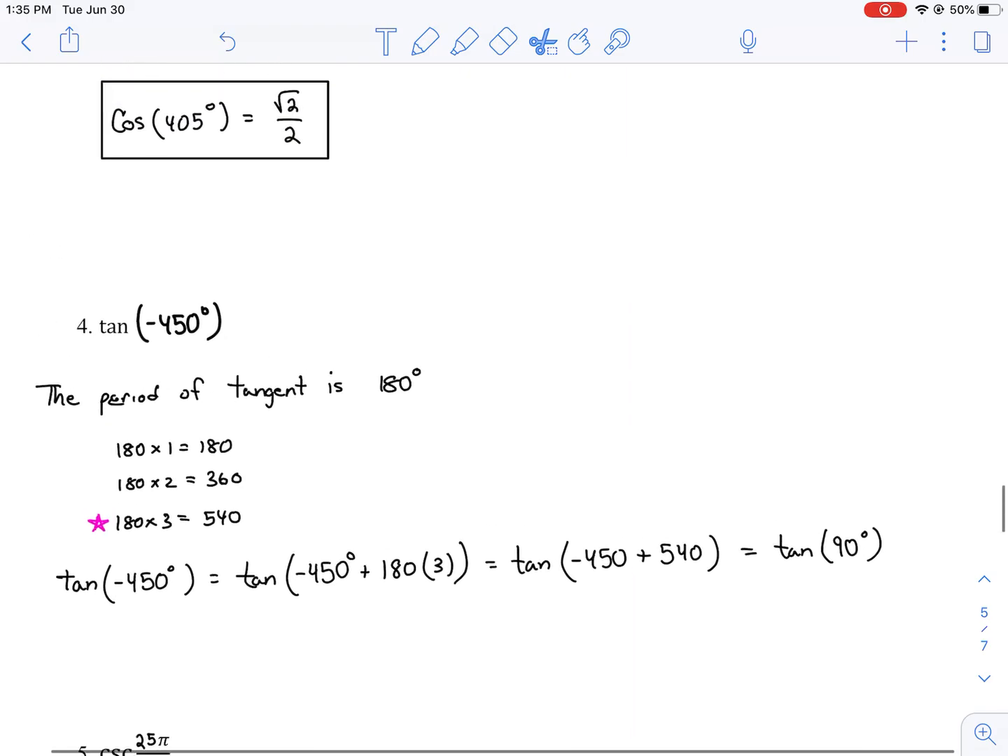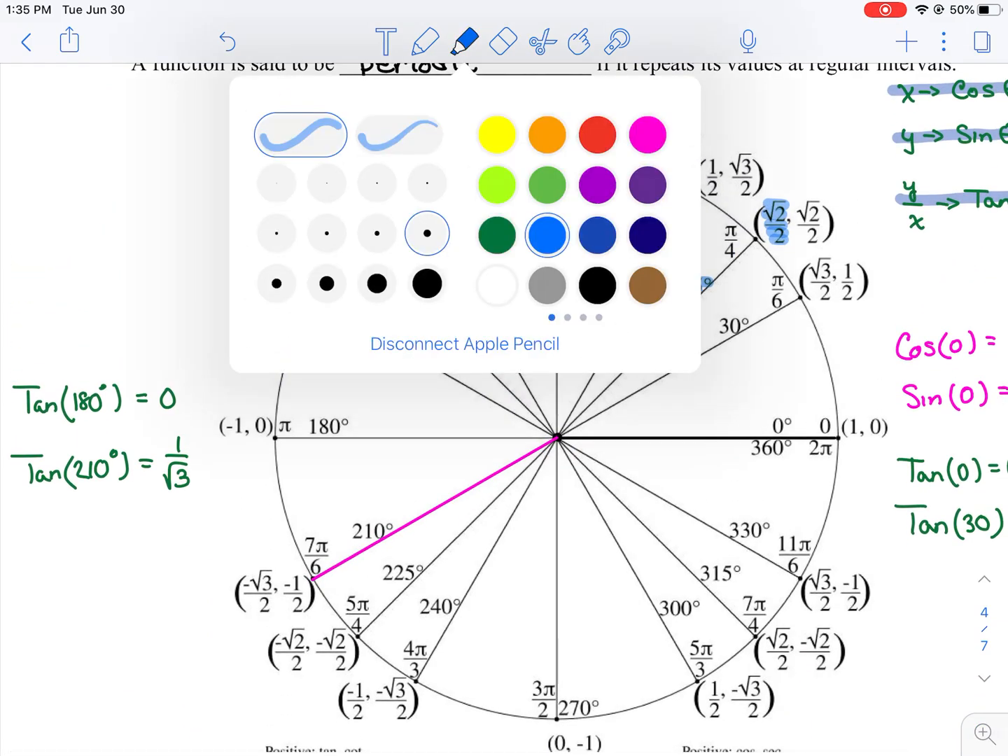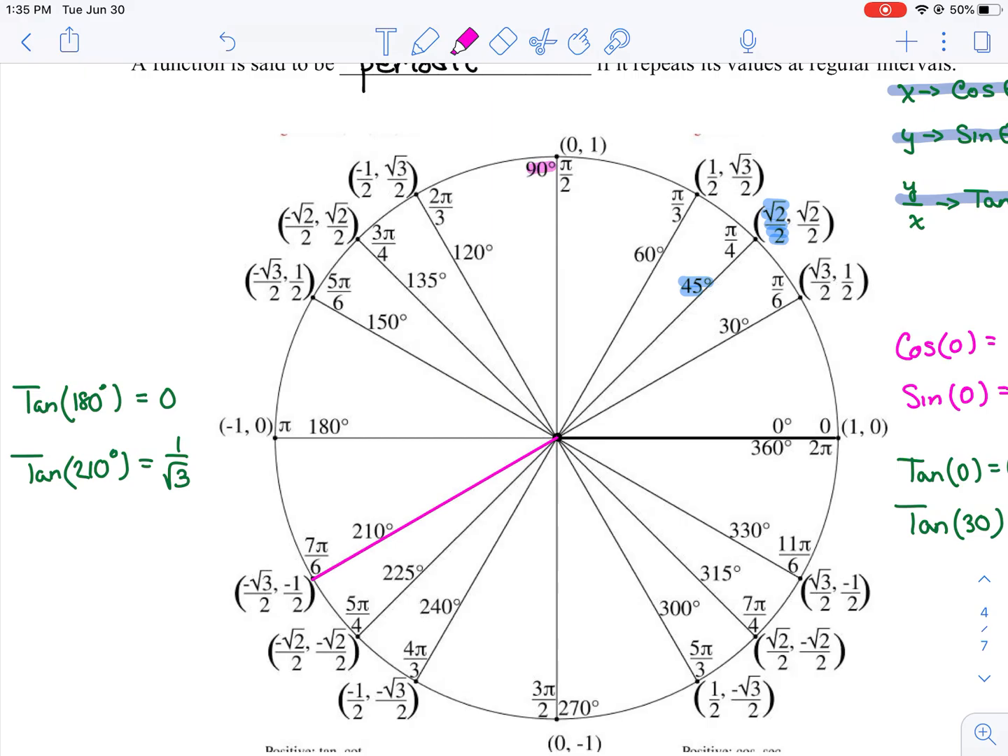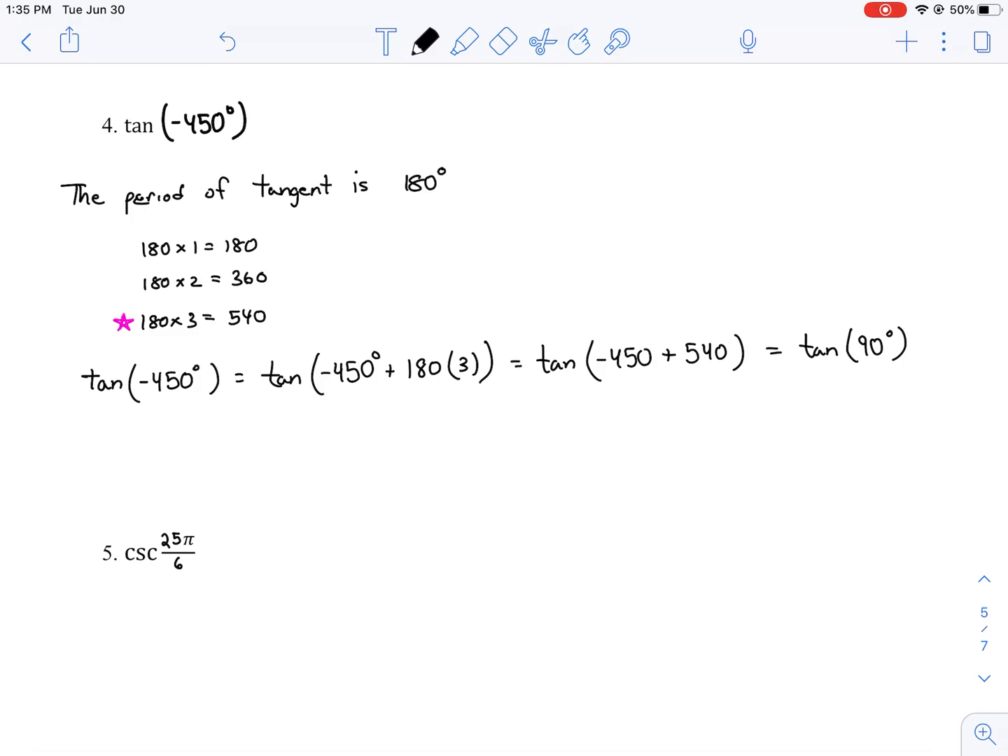So I'm going to come over to the unit circle, and I'm going to find the 90-degree angle. So here's 90, and tangent is the y-coordinate divided by the x-coordinate. So the tangent of negative 450 degrees is equal to 1 divided by 0, which implies that the tangent of negative 450 degrees is undefined.